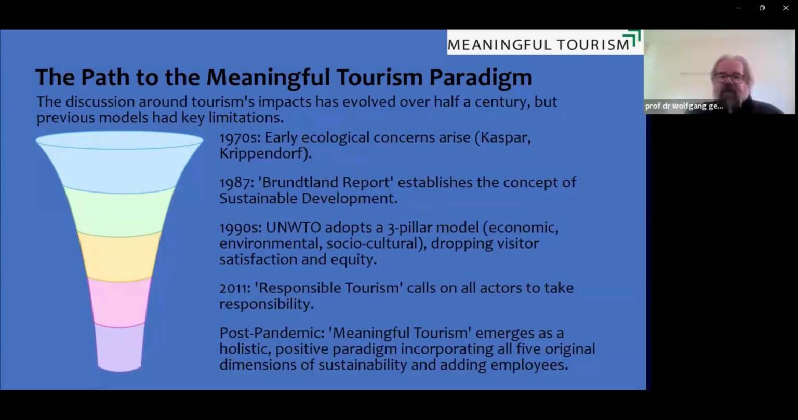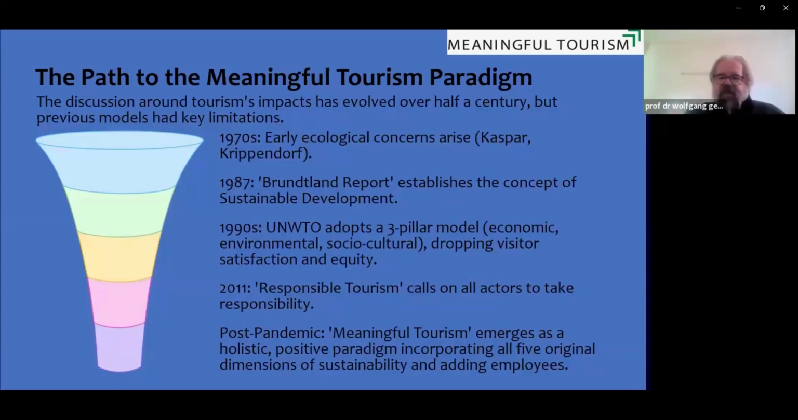In 2011, my good friend Howard Goodwin developed the idea of responsible tourism, with a call on all actors to take more responsibility, which is a very good approach, which I fully support. However, as we all know, not everybody is happy to take over responsibility. And again, this is true for companies and governments, but it's also true for holidaymakers as well.